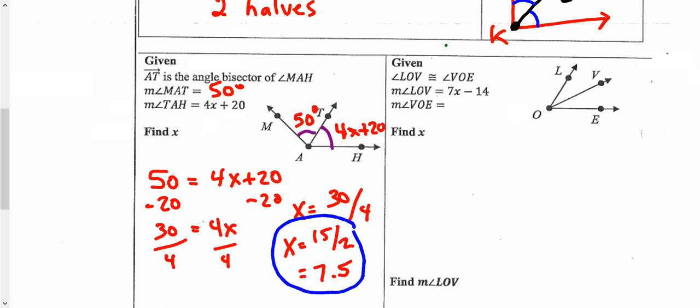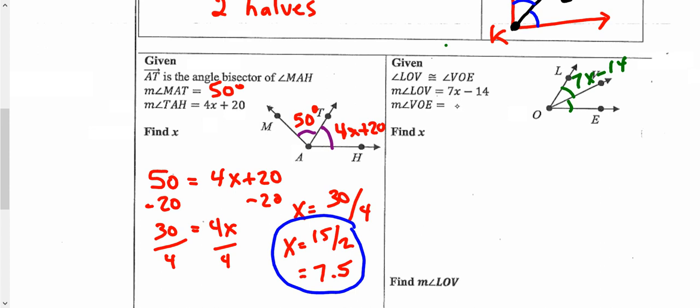So in this problem, we had the flexibility to choose what we wanted. I chose 50. You could have chosen something different. Notice we have the same idea over here. It doesn't say that we have an angle bisector, but it does say that LOV is congruent to VOE. So I'm going to go ahead and mark that like so. It says that LOV is equal to 7x minus 14. So let's go ahead and put that in. That's 7x minus 14. Now what I'm going to do is just make up something for this other side.